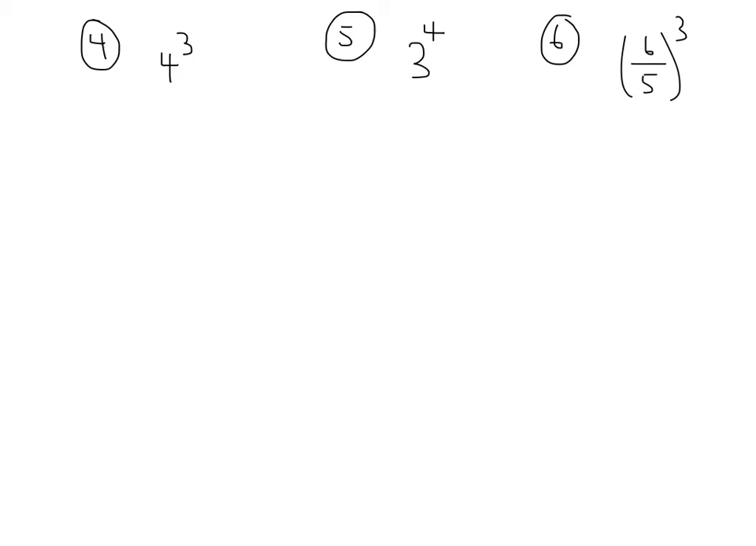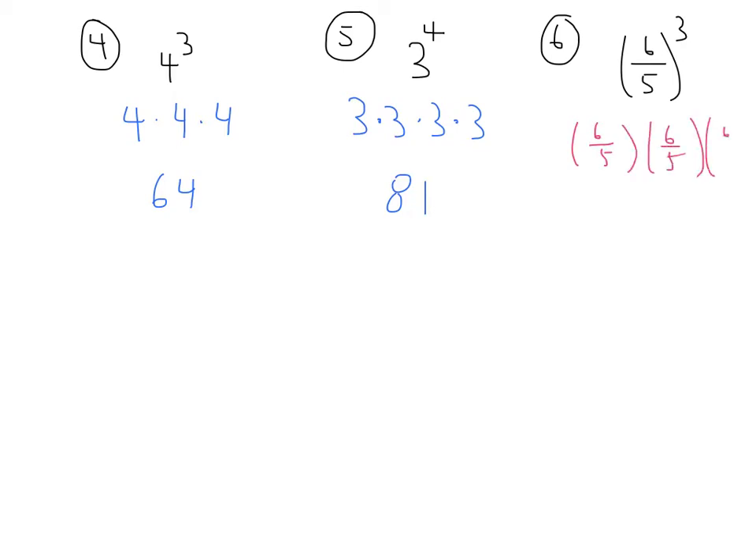Alright, let's see what you got. You should have 4 cubed is 4 times 4 times 4, which is 64. For number 5, you should have 4 factors of 3 being multiplied. So this is 3 times 3 times 3 times 3. That's 81. And number 6, you should have 6 fifths times 6 fifths times 6 fifths. So just because it's a fraction doesn't mean it's any different. All this means is that we're going to have 3 factors of 6 fifths, 6 fifths being multiplied times itself. There are 3 of those being multiplied. What's that equal to? That's 216 divided by 125.